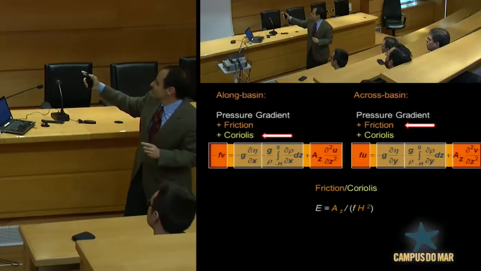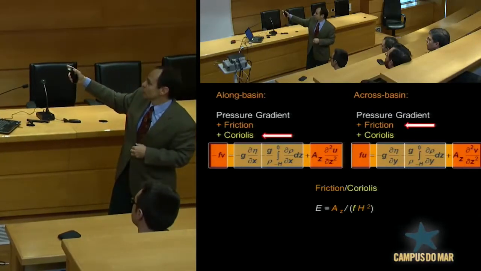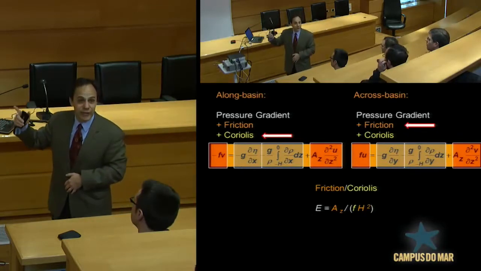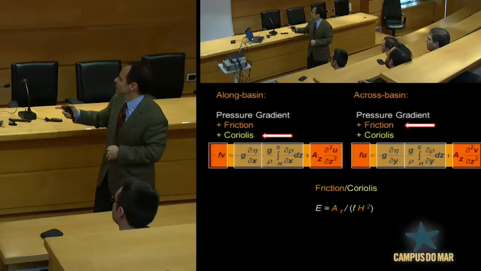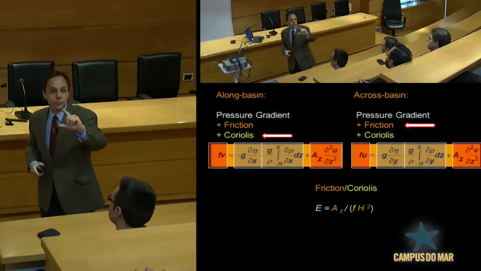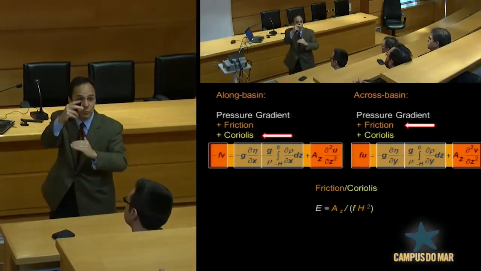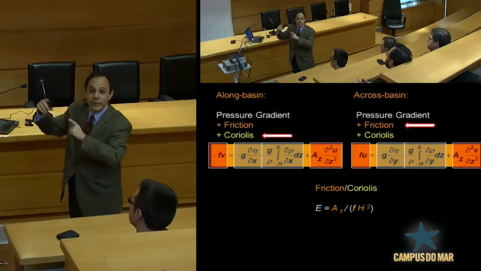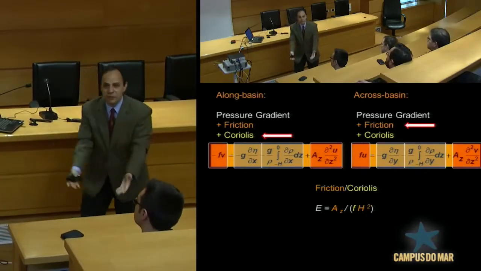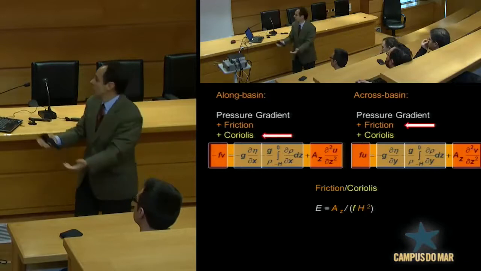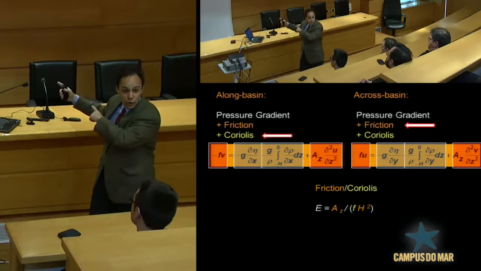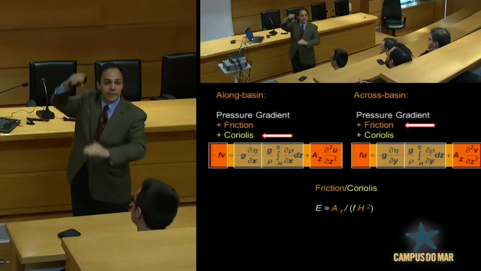Yes, and the Ekman number is also a proxy for a depth. If you notice in the denominator, we have depth squared. So the Ekman number is a proxy for depth. What does that mean? If the Ekman number is large, it means that depth is going to be shallow. So we have dynamically a shallow system when the Ekman number is large. And it means that friction dominates over Coriolis when the Ekman number is large. When the Ekman number is small, it means that Coriolis dominates over friction. So we have dynamically a deep basin.